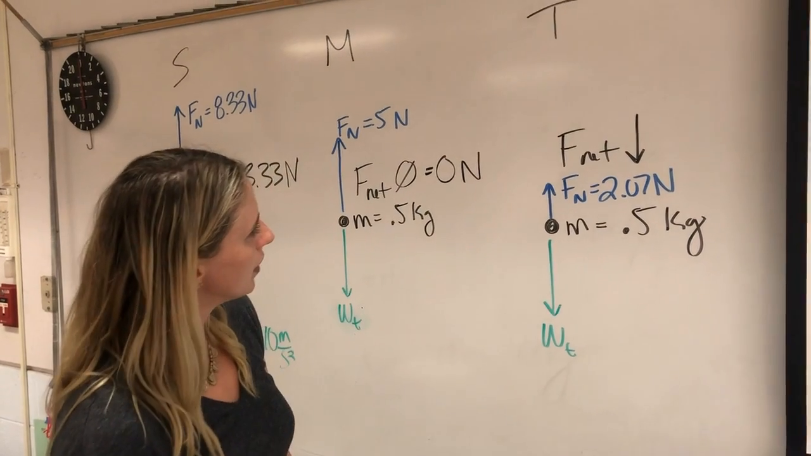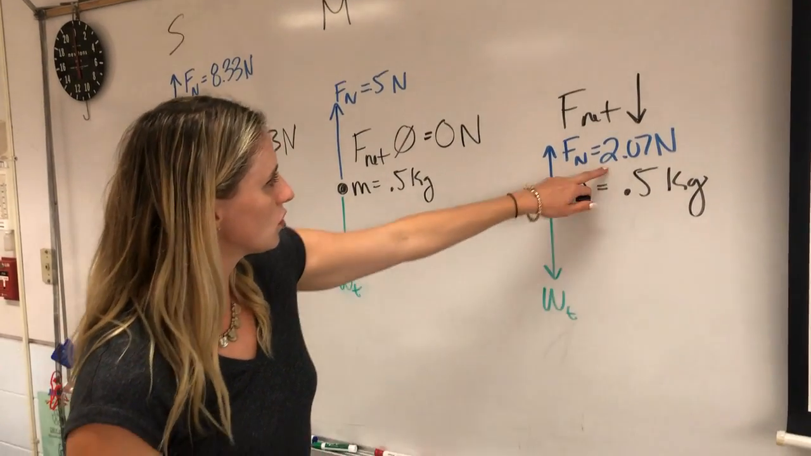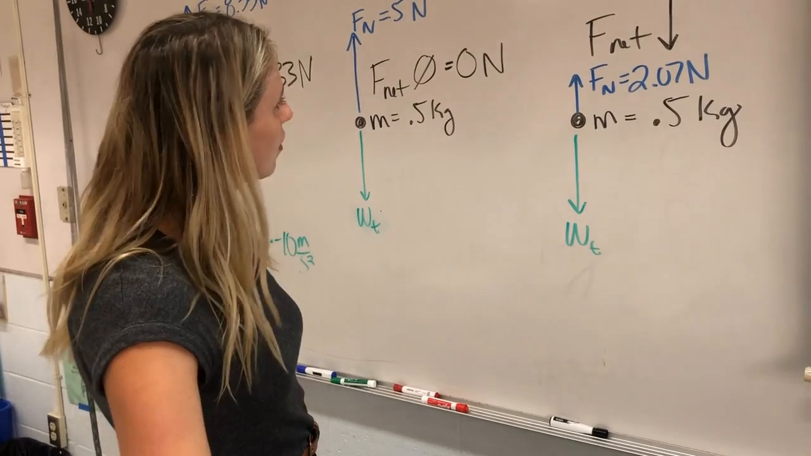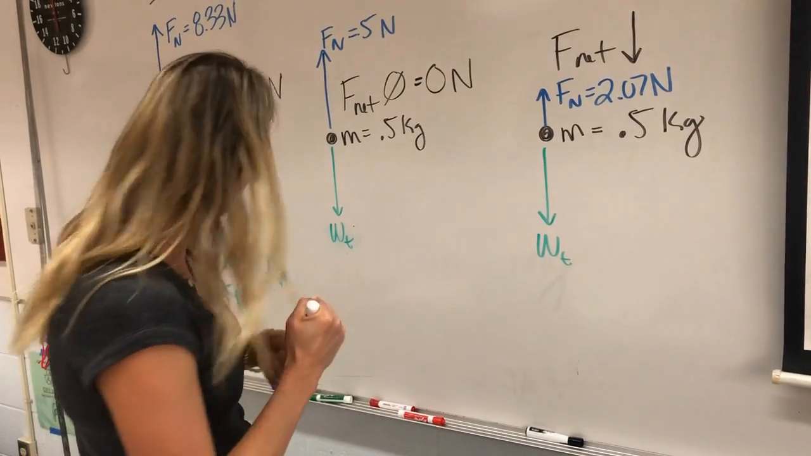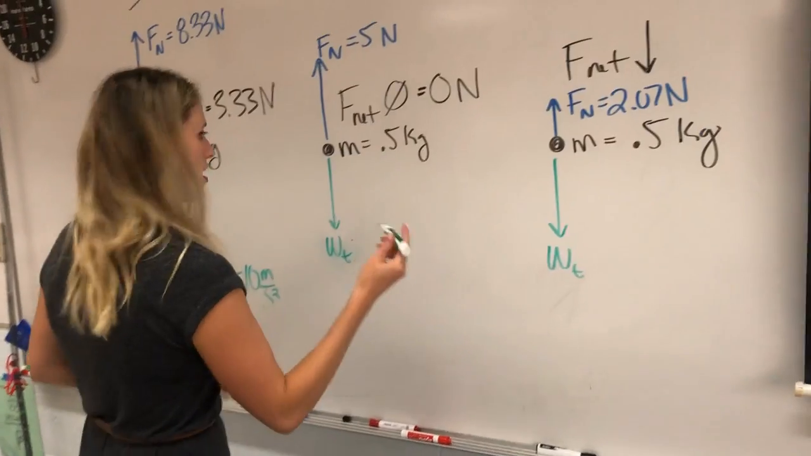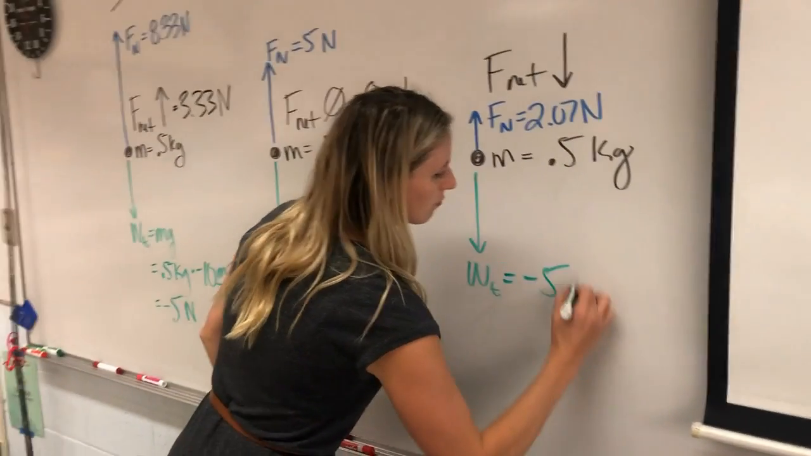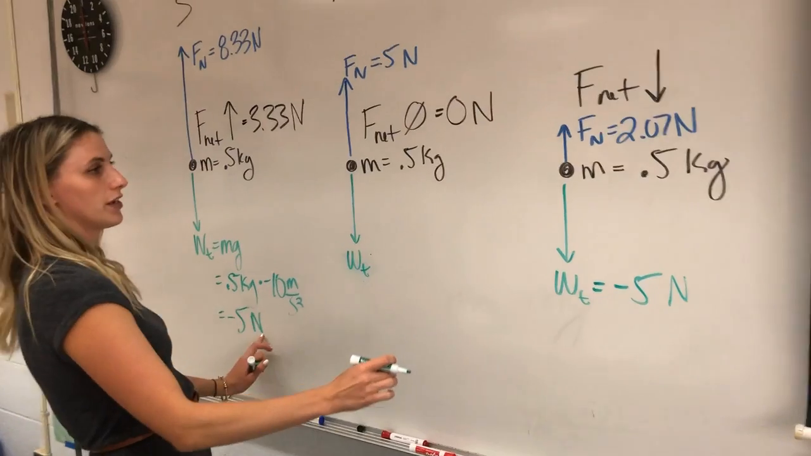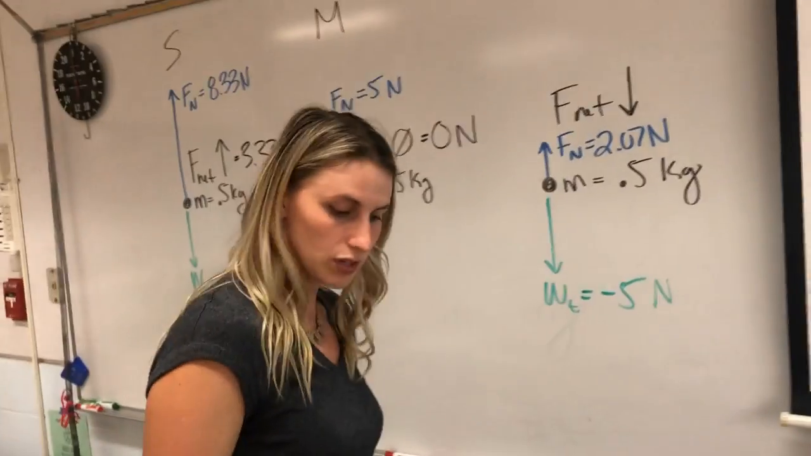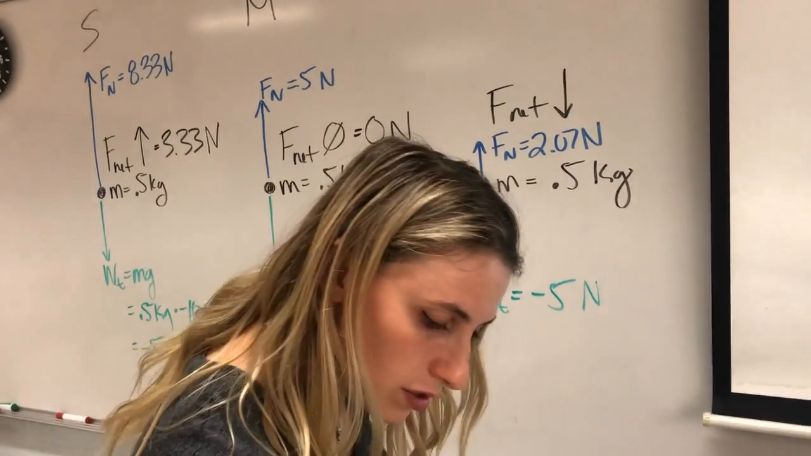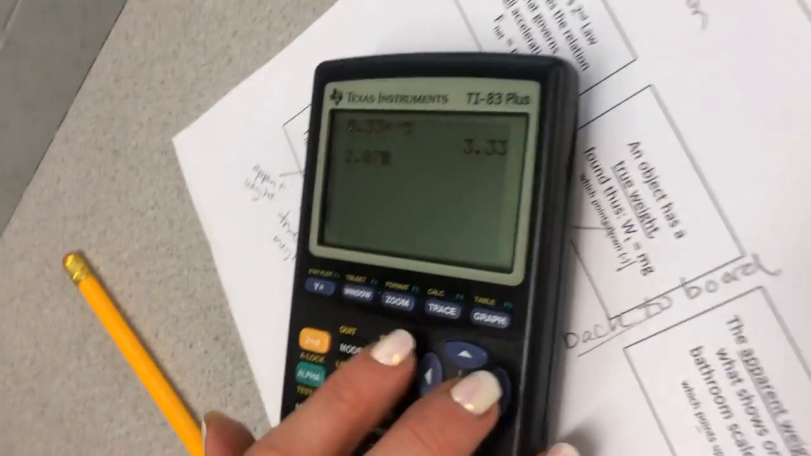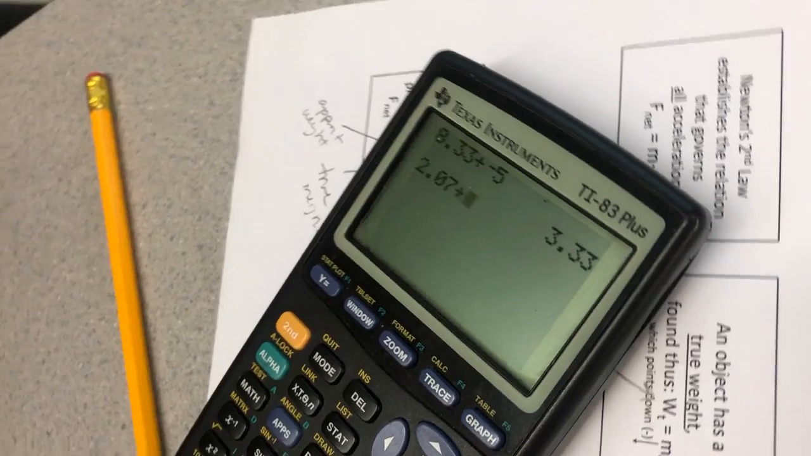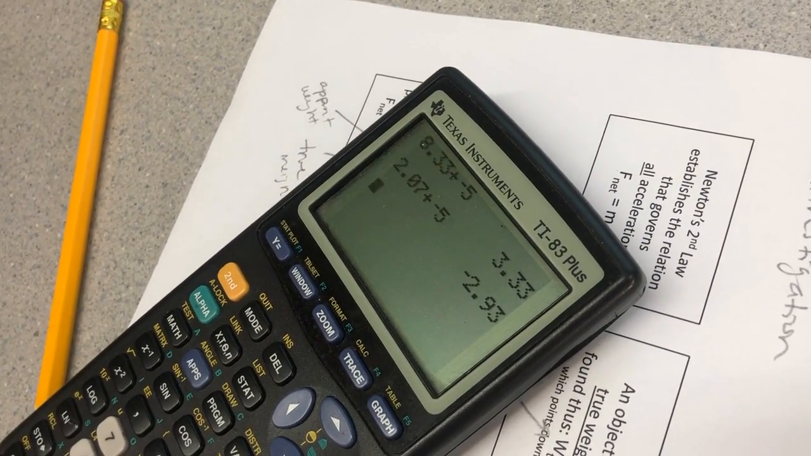And then this one, can't we just do 2.07? I'll put the weight on there. The weight is negative 5 newtons. And in case you forgot, that's from over here. Okay, so I can do 2.07 plus negative 5, and I get negative 2.93.